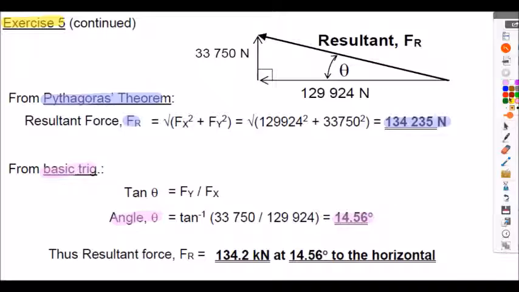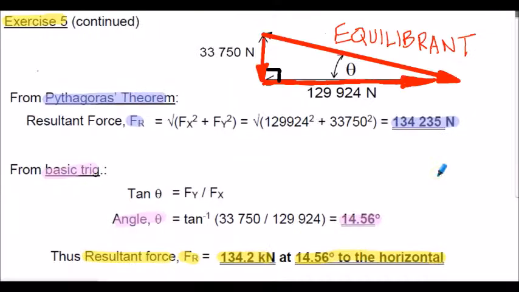Again, we should conclude by writing the resultant force down, the Fr force, in terms of its magnitude and its direction, in this case from the horizontal. And finally, exercise 5 required us to state the equilibrant force, and from our previous work we know the equilibrant force is equal and opposite to the resultant force, so in this case the arrow for the equilibrant is shown in this direction. It has the same magnitude but opposite direction.